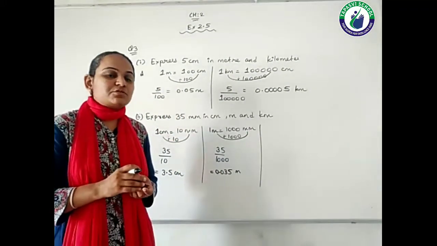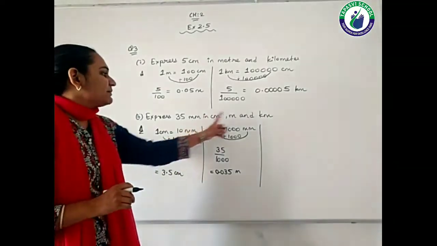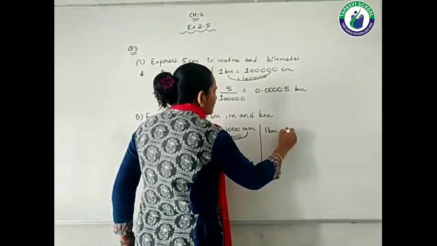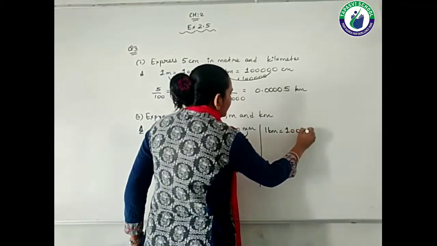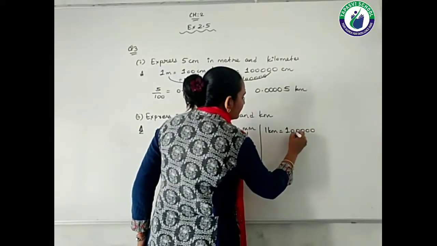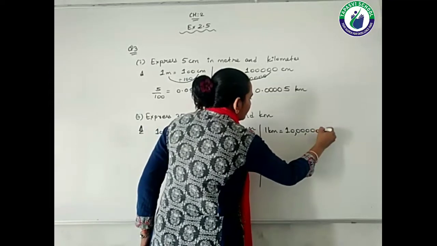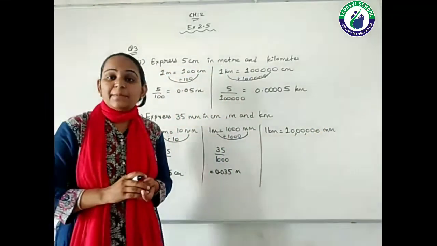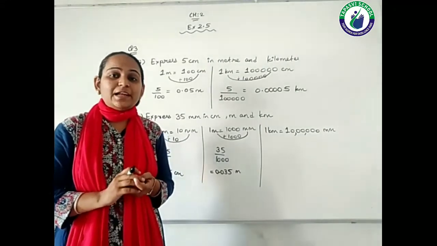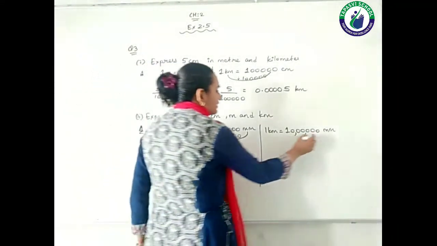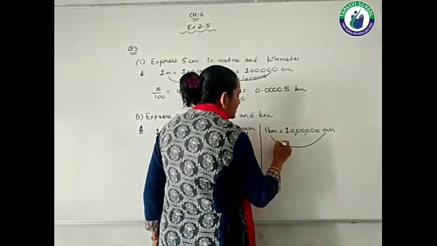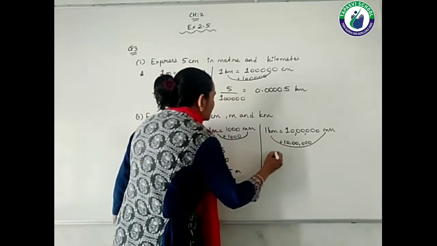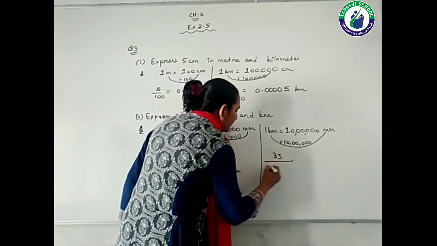And the last one, students, I need to convert this millimeter into kilometer. So 1 kilometer is equal to 10 lakh millimeter, students. 1 kilometer is equal to 10 lakh millimeter. So I need to convert millimeter into kilometer. So divide by 10 lakh. So 35 divided by 10 lakh.